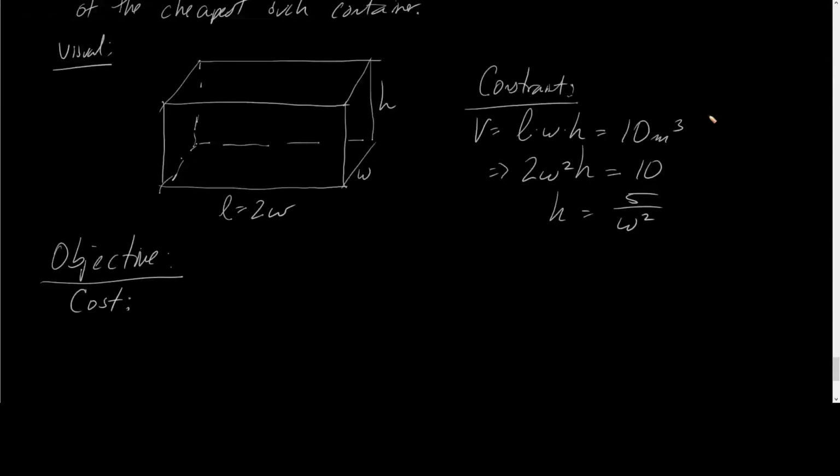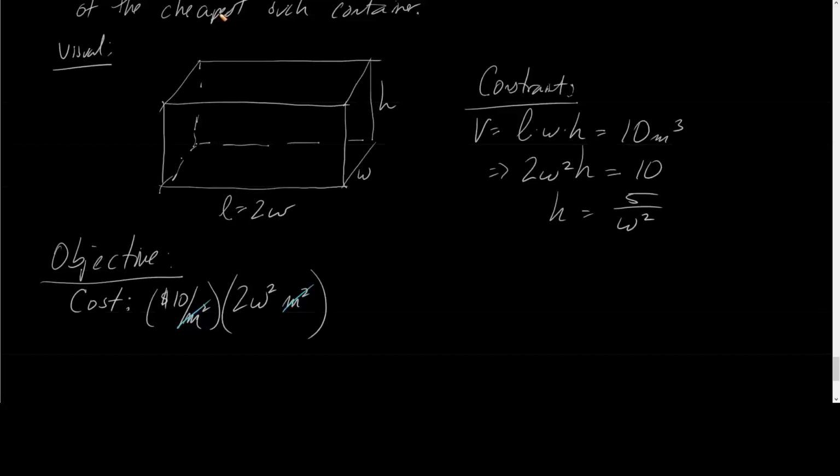All right, so what does that mean? That means that the cost is going to be $10 times, well, let me do it this way. The cost was $10 per square meter for the base, and the area of the base is 2w squared meters squared. Notice here that those square meters cancel each other out. So that's just for the base.